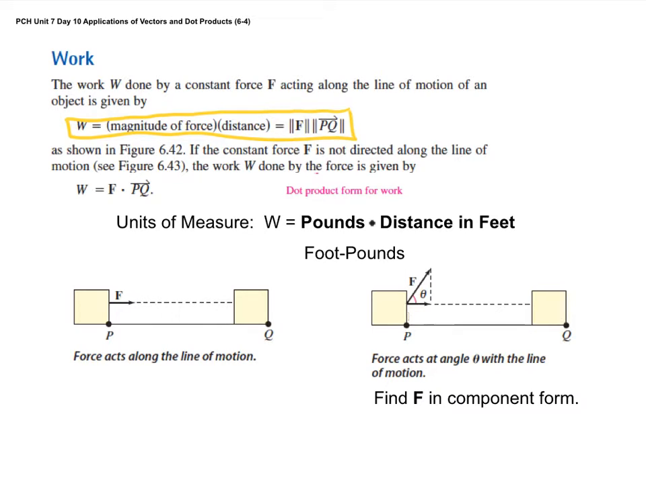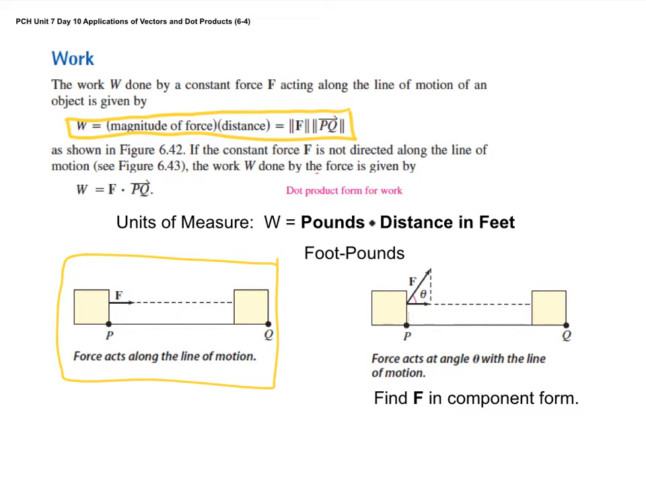In this first example, you'll notice the force is pulling in the same direction. This is like a horse pulling a cart. It's hooked up to the cart, it's walking forward, the cart is rolling forward, they're going in the same direction. So we can just take the amount of force times how far it traveled and we have work.